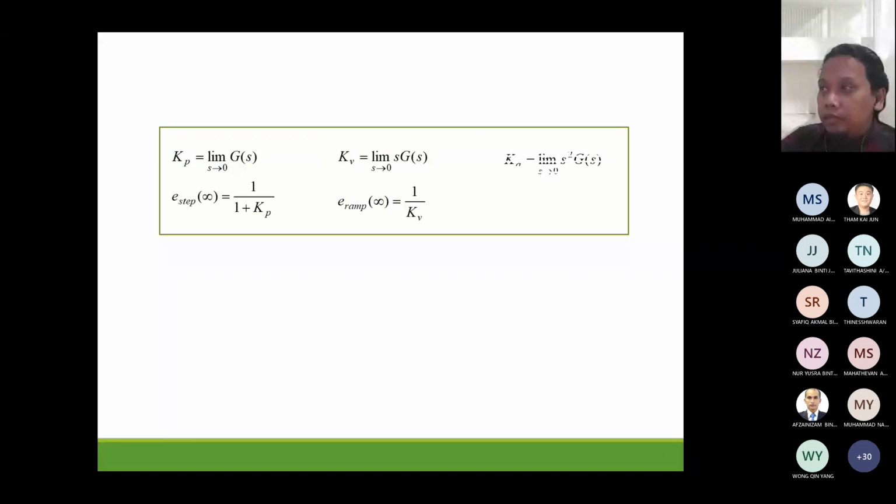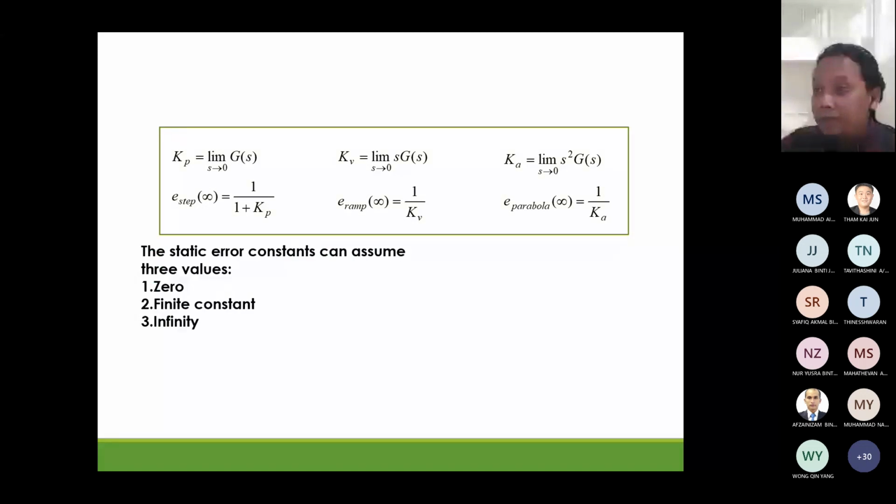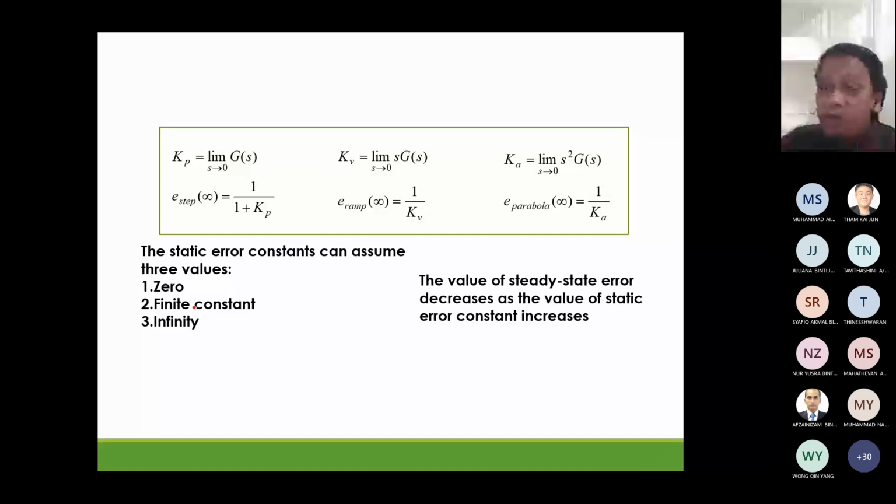We can summarize this in a table. The static error constant can assume three values: either 0, a finite constant, or infinity. The value of steady state error decreases as the value of the static error constant increases. What you need to remember is that for step input, you use Kp, for ramp input, it's Kv, and for parabolic input, it's Ka.